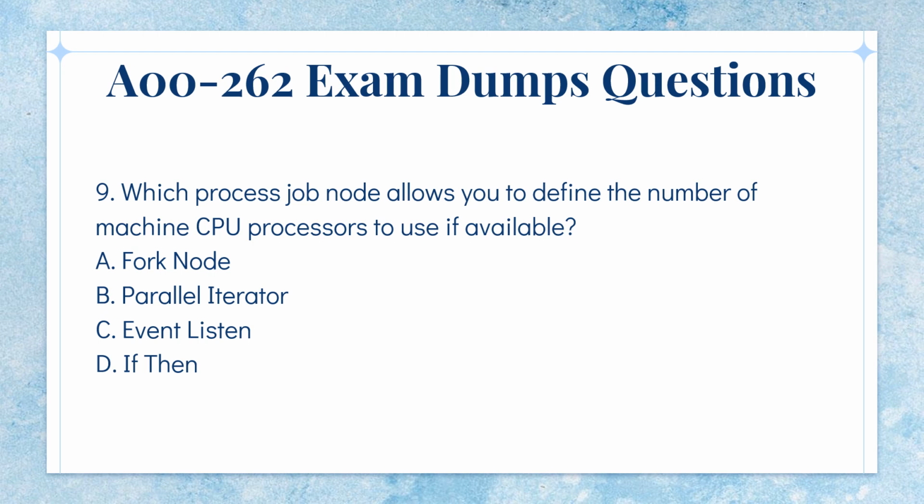9. Which process job node allows you to define the number of machine CPU processors to use if available? A. Fork node. B. Parallel iterator. C. Event listen. D. If then.